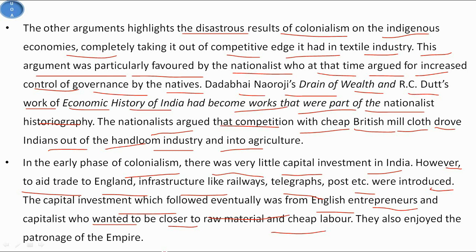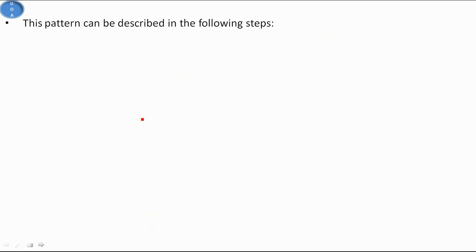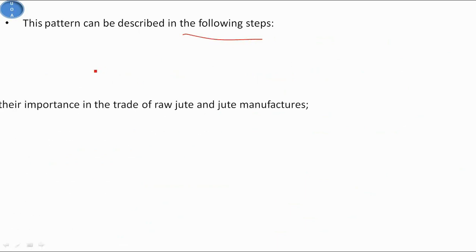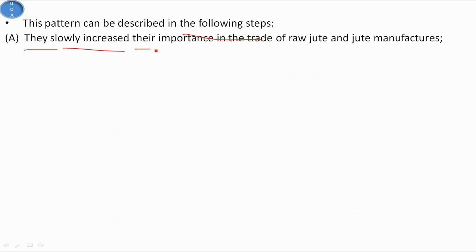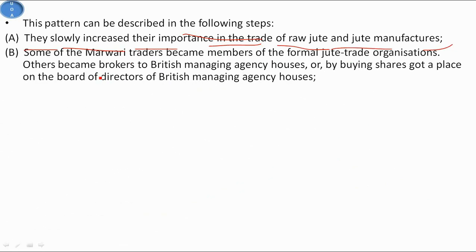The Marwaris of Calcutta moved from being traders to industrialists in the jute business. The transformation of a few Marwari families from traders to industrialists was gradual. So this pattern can be described in the following steps. First, they slowly increased their importance in the trade of raw jute and jute manufactures. Then some of the Marwari traders became members of the formal jute trade organizations.